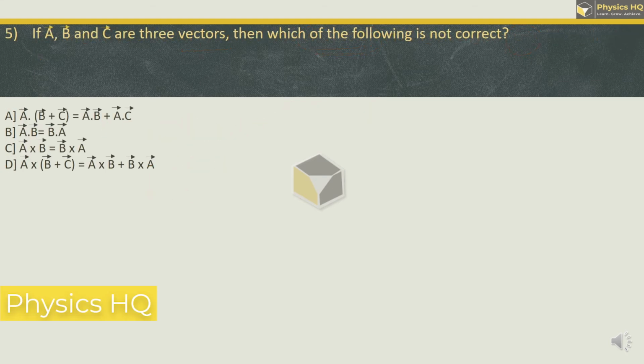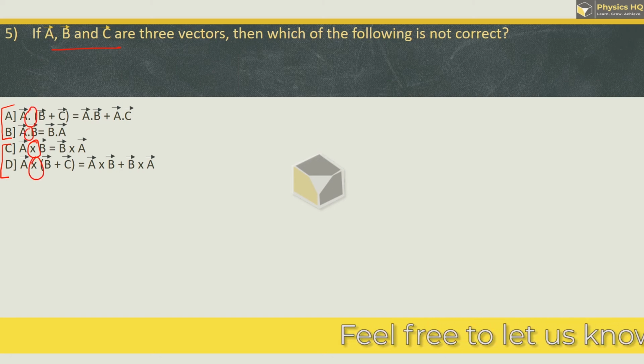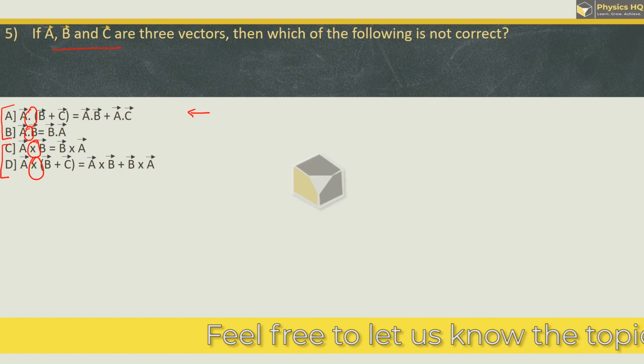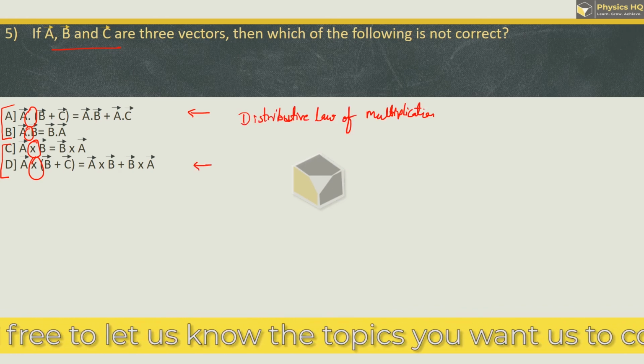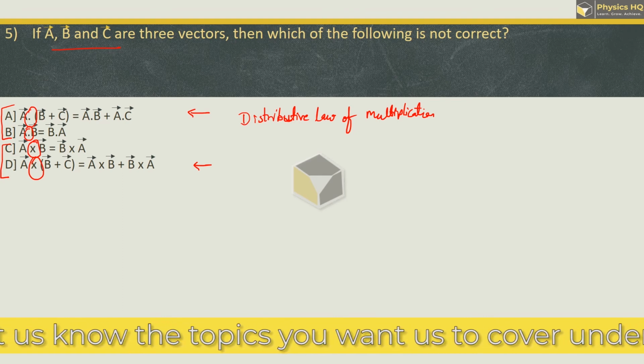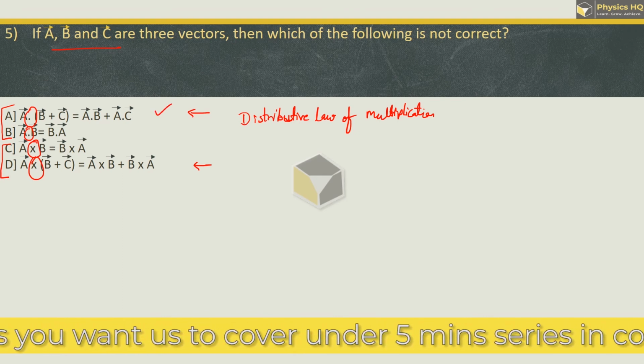If A, B and C are three vectors, then which of the following is not correct? Let me tell you, option A and B are characteristics of scalar product. C and D are characteristics of vector product because of this cross over here. And in the first two options, if you see, there is this dot product. Right? Now option A and D are distributive law of multiplication. Option A applies for scalar product and option D for vector product, and both are correct over here.